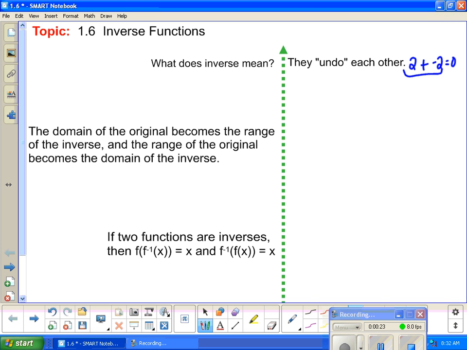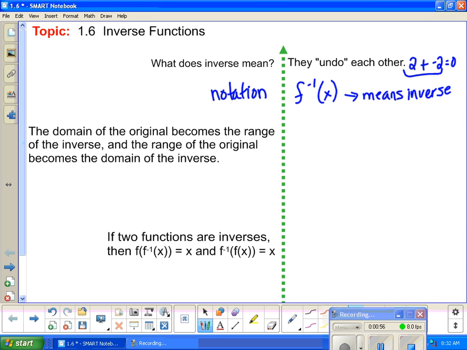The notation for function inverses, the notation for inverse function is f prime of x. That is not a -1 exponent. It's the notation that your inverse is opposite. So that's the notation. It means inverse.